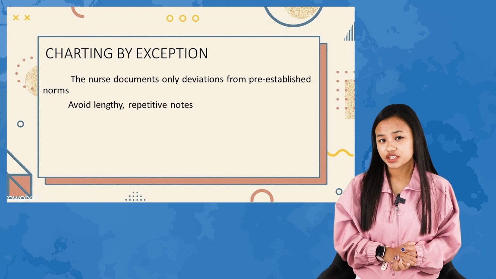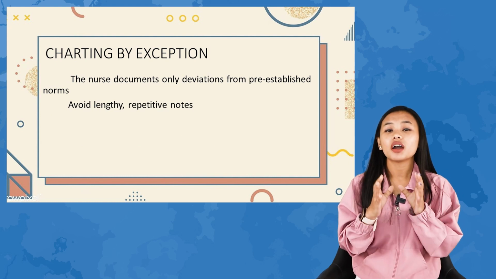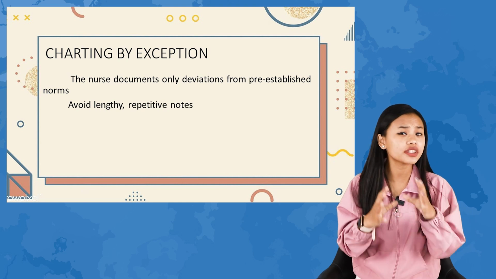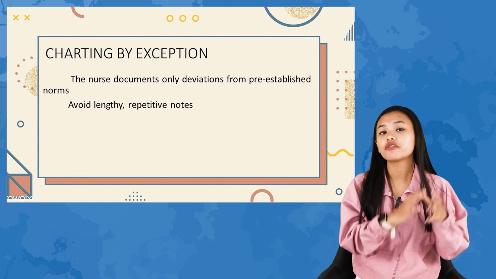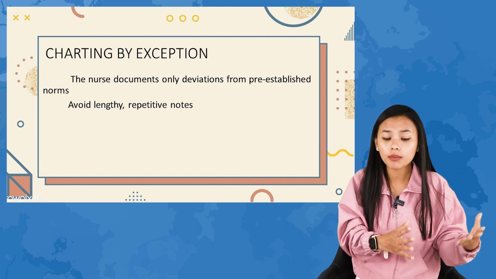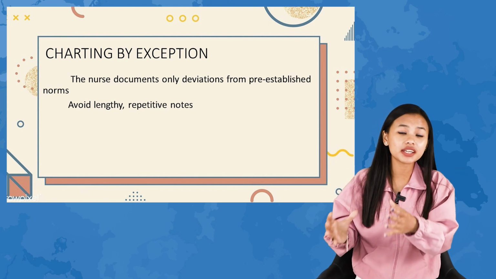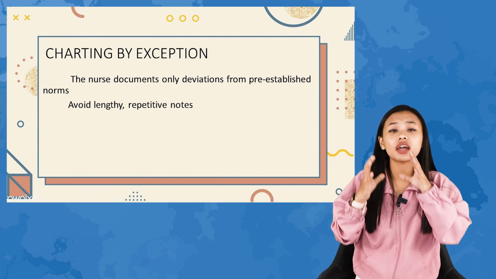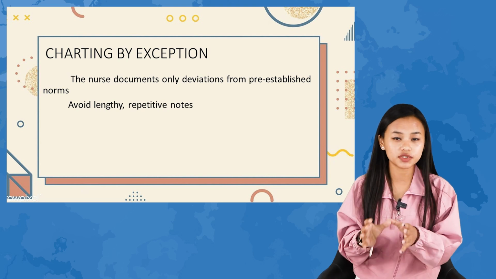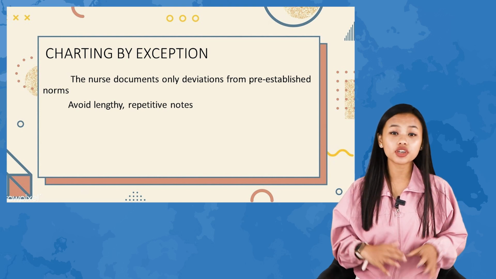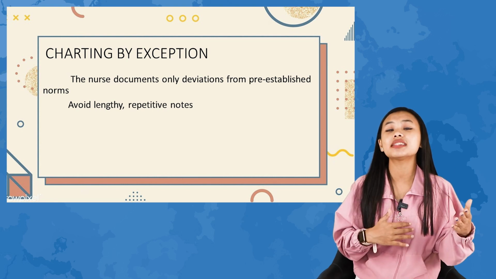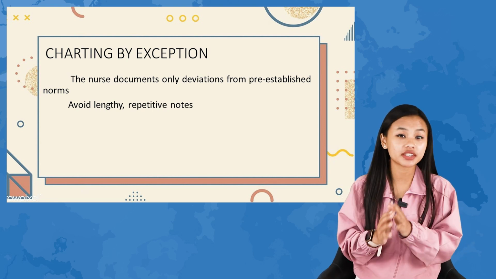So moving on to the next one, that is charting by exception. Here, the nurse documents only the deviation which has occurred from the pre-established norms. It can be any abnormalities or any significant findings that have led to a deviation from the pre-established norms. And while using this method, you as a nurse must also keep in mind that you should avoid lengthy as well as repetitive notes.